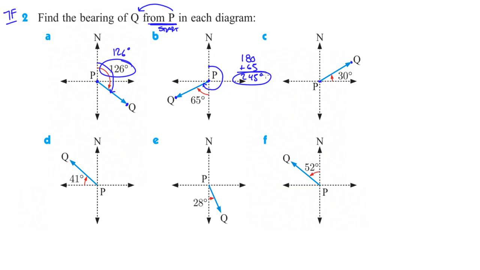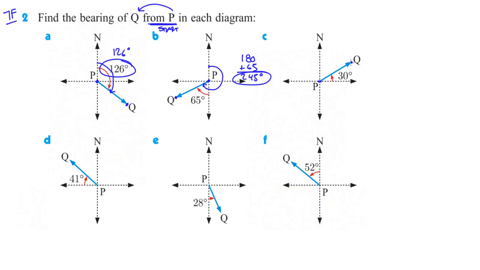So if you're facing north and you actually want to go that way, you have to spin around all the way until you get to that piece there. How many degrees did you spin? 245 degrees is what we spun. Does that make a little bit of sense as to what bearing is talking about? Okay, let's do C and then we'll move on to the big stuff. We found a good way to do the big stuff.